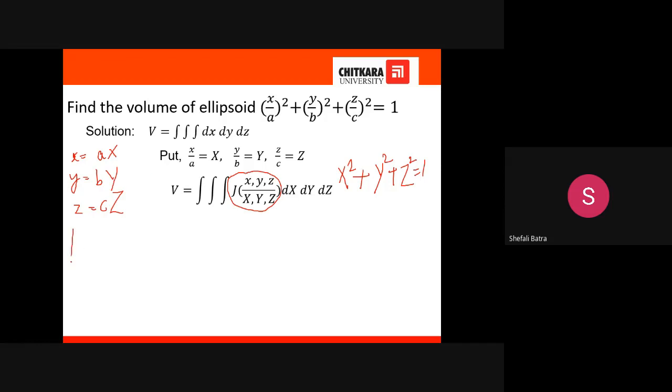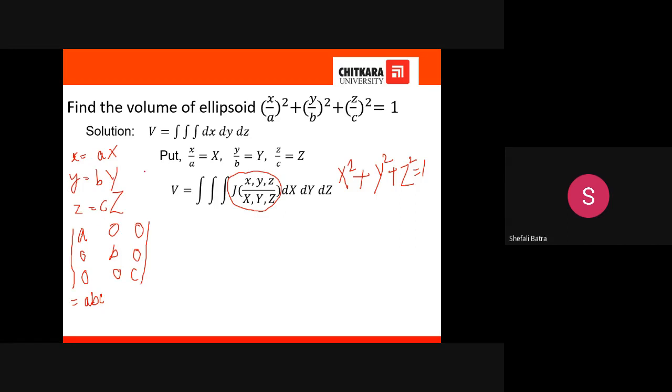How do you find the Jacobian? Curly x upon capital X, a. Curly x upon capital Y, 0. Curly x upon capital Z, that is 0. Similarly, y with respect to capital X, 0. With respect to capital Y, b. With respect to capital Z, 0. Then z with respect to capital X, 0. Z with respect to capital Y, 0. And small z with respect to capital Z is c, right? This is a diagonal matrix, so the value of the determinant would be abc.